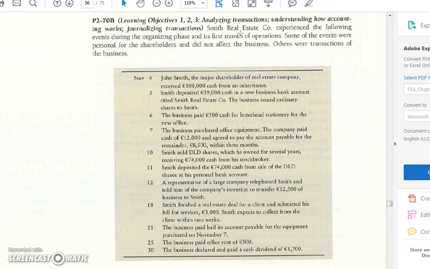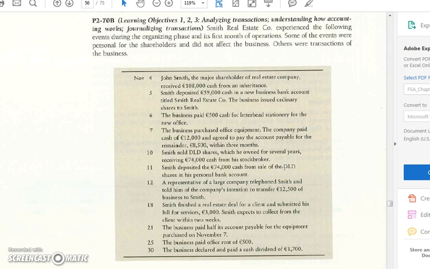Now let's look at C. The business paid 500 euros in cash for stationery for the new office. Now, stationery is envelopes and paper with letterhead which says Smith Real Estate. It's nice, professional looking. So that's supplies. So when you pay for that, your supplies inventory has increased 500 euros. Your cash, of course, has gone down 500.